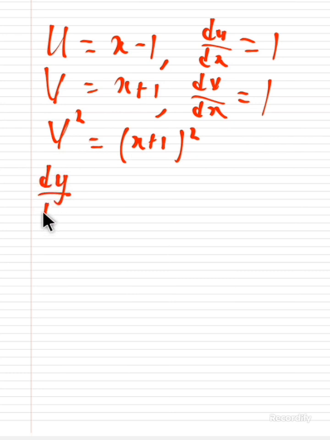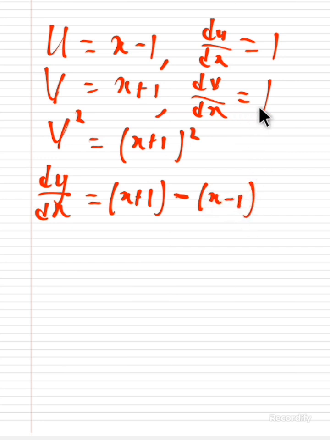So dy/dx, don't forget we said that for the quotient rule, dy/dx is equals to v du/dx. What is our v? V is x plus 1. I'm having x plus 1. And my du/dx is 1. So if I multiply 1 with this, it's same thing. So I'm still going to have this, okay? Minus u dv/dx. This is our u, x minus 1.